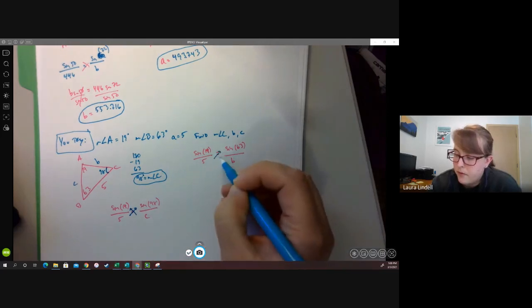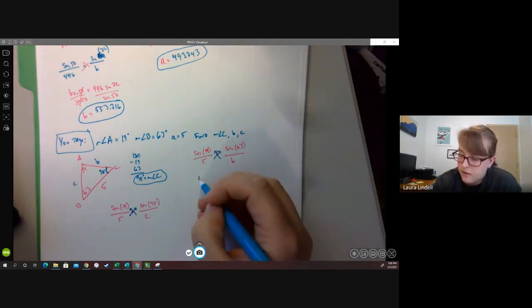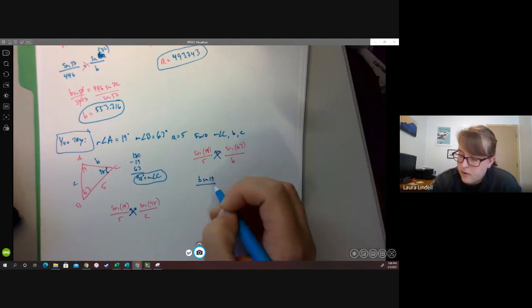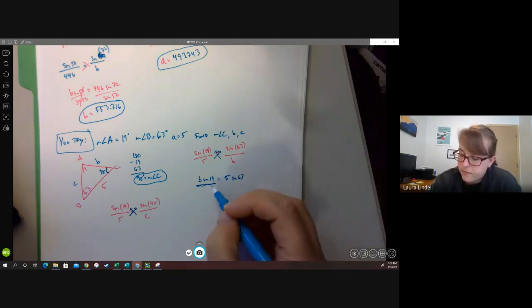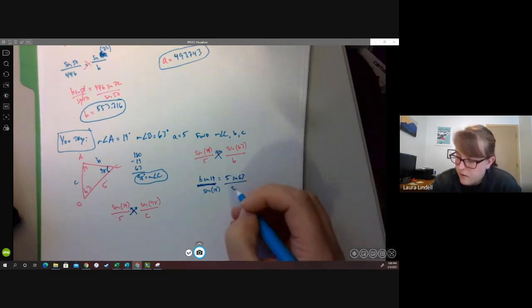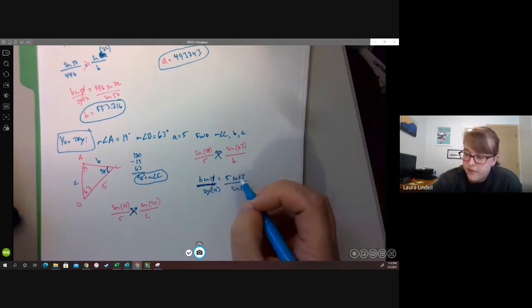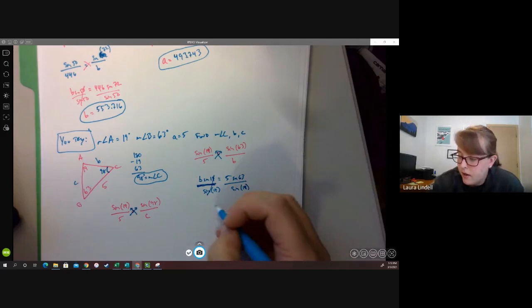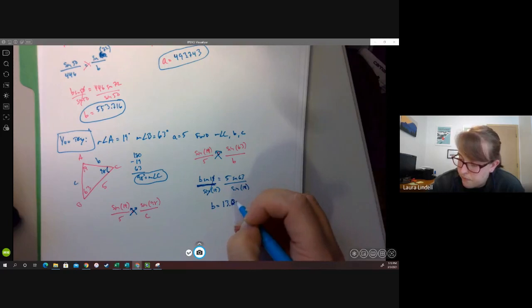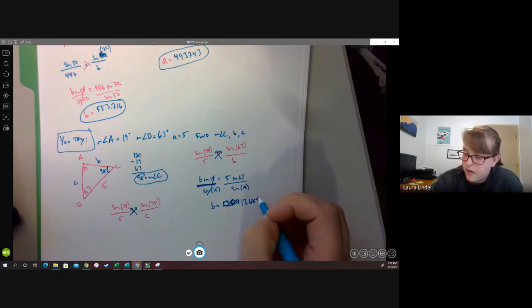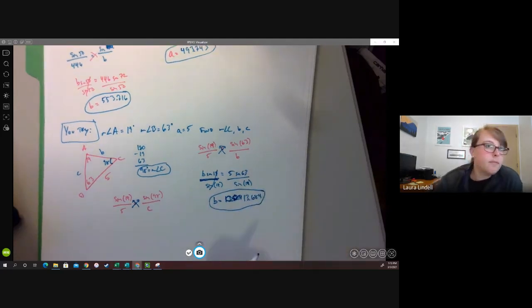All right, so for both of these, we want to make sure that we cross multiply. And then we want to divide. So into the calculator for B, we would stick 5 sine of 63 over sine of 19. And we would get that B is indeed 13.8684. So there's one of our answers.